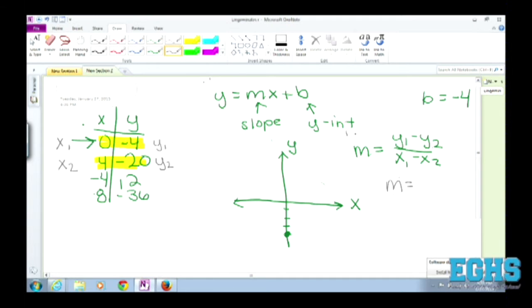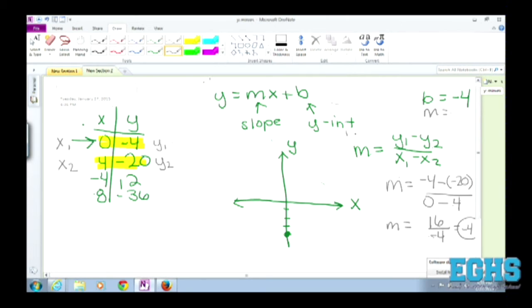So y1 would be -4 minus y2, again, was -20, so minus -20, all over x1, which is 0, and then minus x2, which is 4. And then I'm just going to simplify this. So my numerator, I have -4 minus -20, which is going to give me positive 16. And then my denominator is 0 minus 4, which is going to give me -4. And then we have 16 divided by -4, which gives me -4. So that means that my slope, or m, is going to be -4.